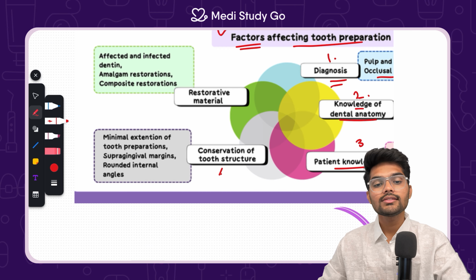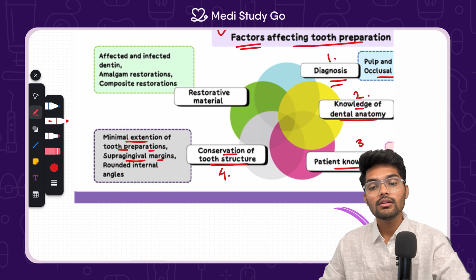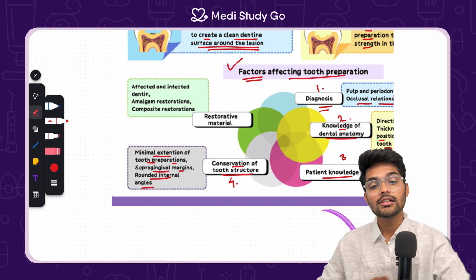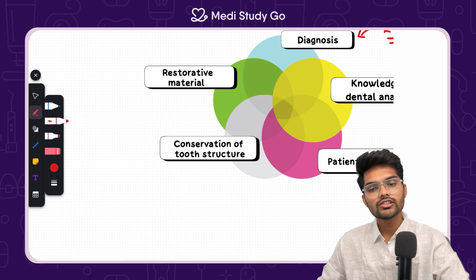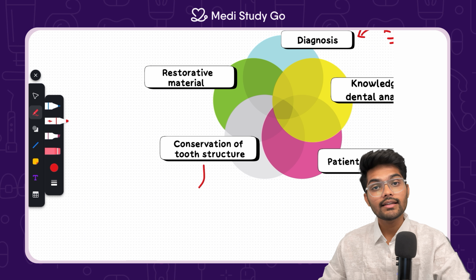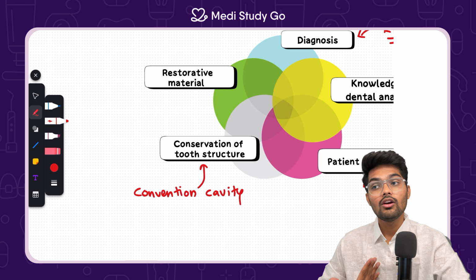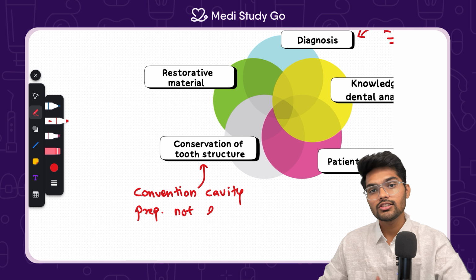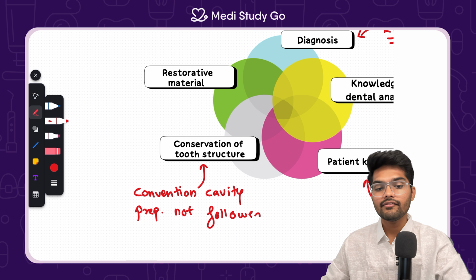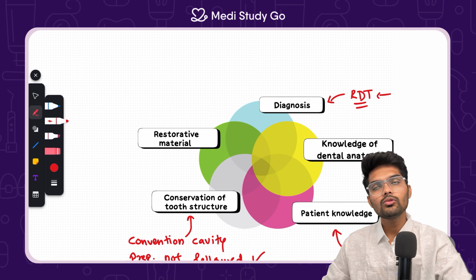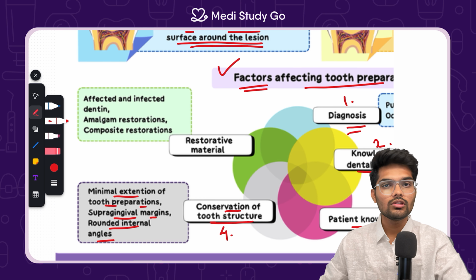Coming to the fourth point, which is conservation of tooth structure, which we have gone through. So we basically have to be very cautious. Minimal extension of tooth preparations, supragingival margins, rounded line angles. All of these factors can be present. If there are defects on the cervical third, we might need to extend to supragingival or subgingival margins and all of those things. Another point here is we do not have to follow the conventional cavity preparation always, which we have been studying since our second year. We need to only work on the affected tooth structure.